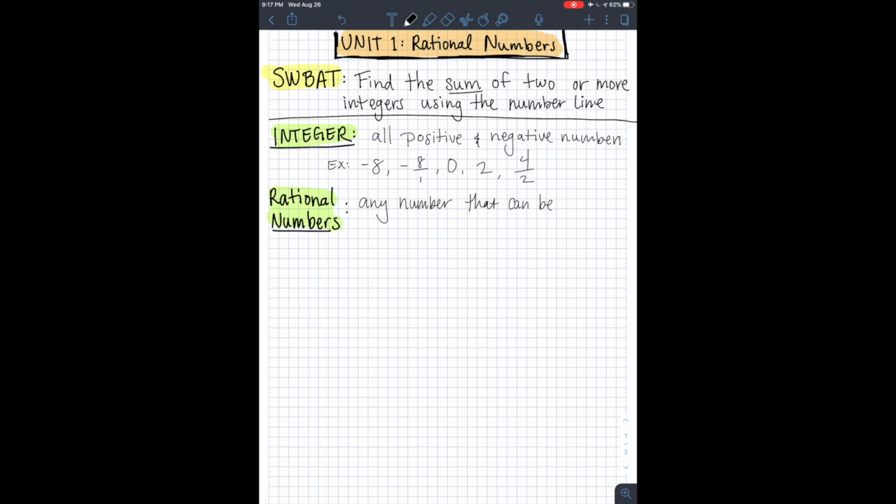Okay, so rational numbers are any number that can be written as a fraction or as a ratio of two integers. So as a ratio between two integers. Rational numbers are any number that can be written as a fraction or a ratio of two integers. So all integers are rational numbers, but not all rational numbers are integers.